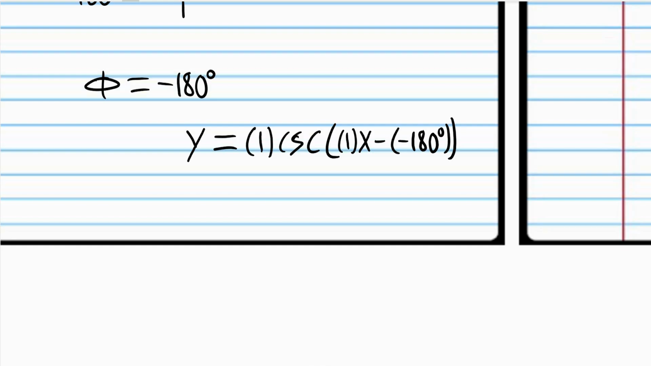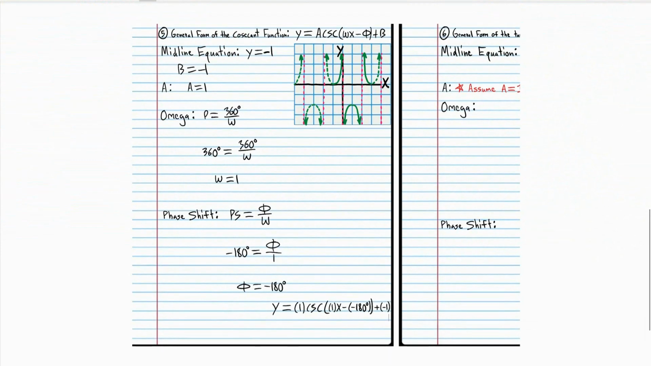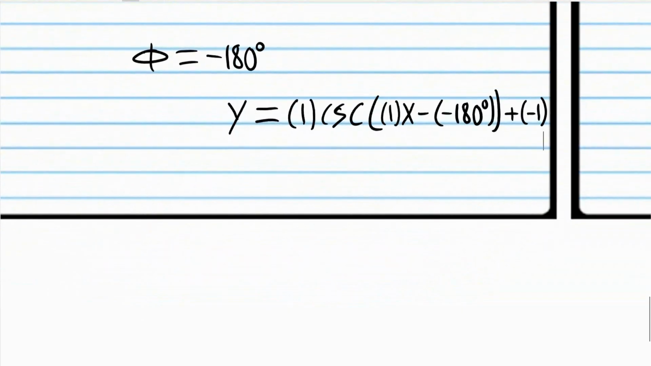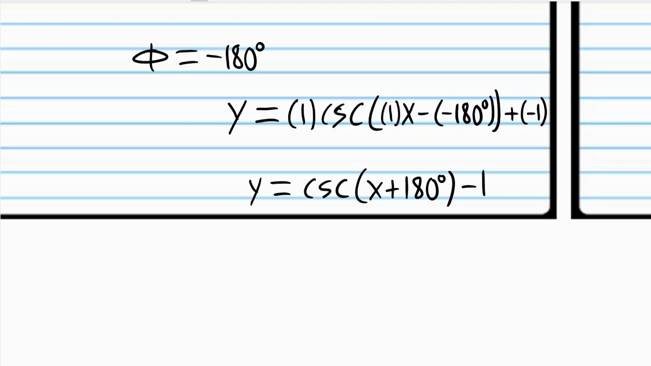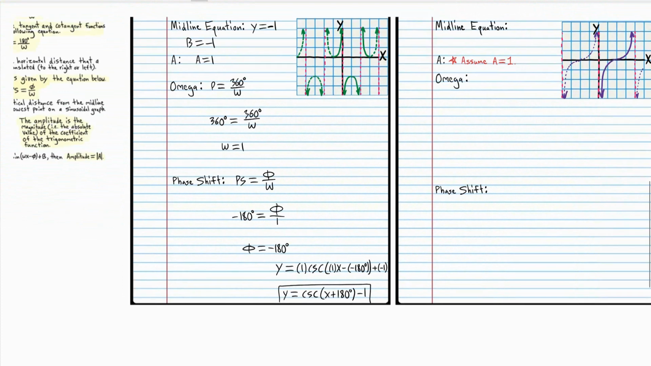And B is negative 1 again. So these constants just happen to be similar for these two problems. Let's double check and make sure we wrote everything correctly. Everything looks right, so now we can simplify that. So y is equal to cosecant x plus 180 degrees minus 1. So if you got that right, excellent.